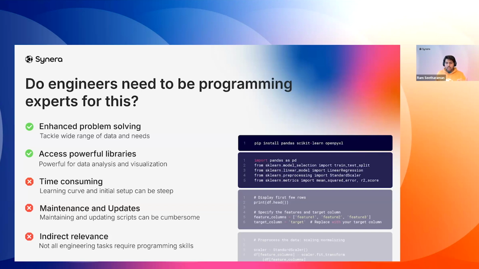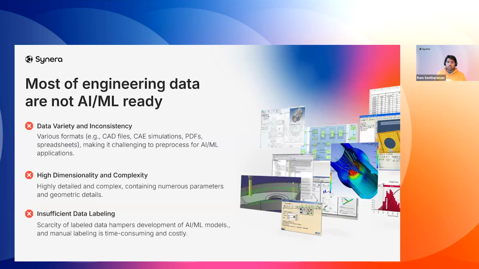And along with this programming issue, there is also a unique error that we have in our space, and that is most of our data is not actually AI or machine learning ready. We work with a lot of file formats, different CAT formats, different CAE formats, spreadsheets, images, whatnot. And all of this, again, have to be somehow machine learning ready, which is unfortunately not.